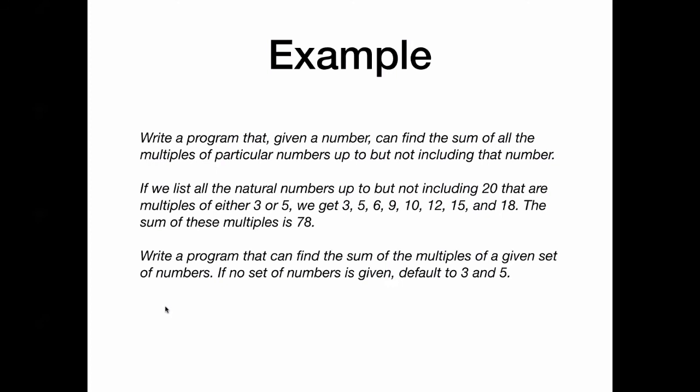And it lists all the natural numbers up to but not including 20 that are multiples of either 3 or 5. We get 3, 5, 6, 9, 10, 12, 15, and 18. The sum of these multiples is 78. And finally, write a program that can find the sum of the multiples of a given set of numbers. If no set of numbers is given, default to 3 and 5.